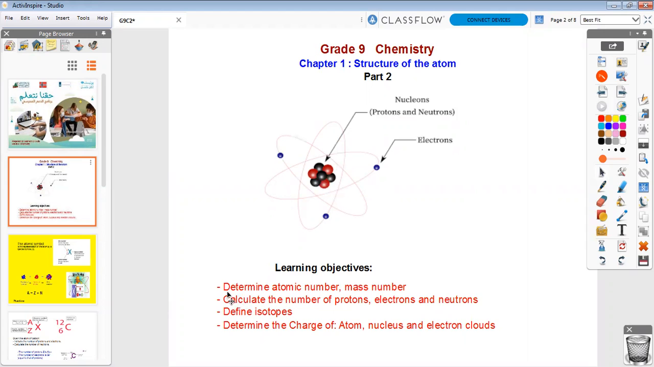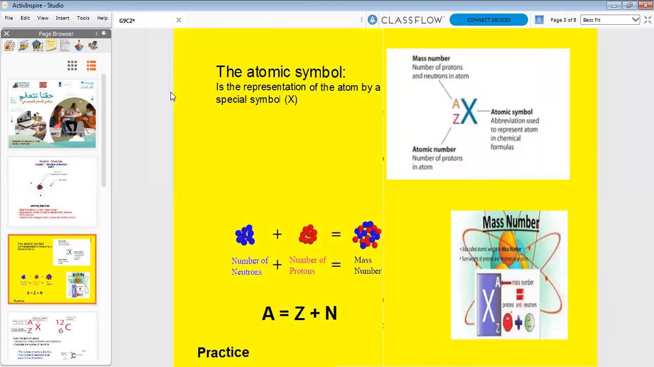The learning objectives are to determine the atomic number and the mass number, to calculate the number of protons, electrons, and neutrons, to define isotopes, and finally to determine the charge of the atom, nucleus, and electron clouds.